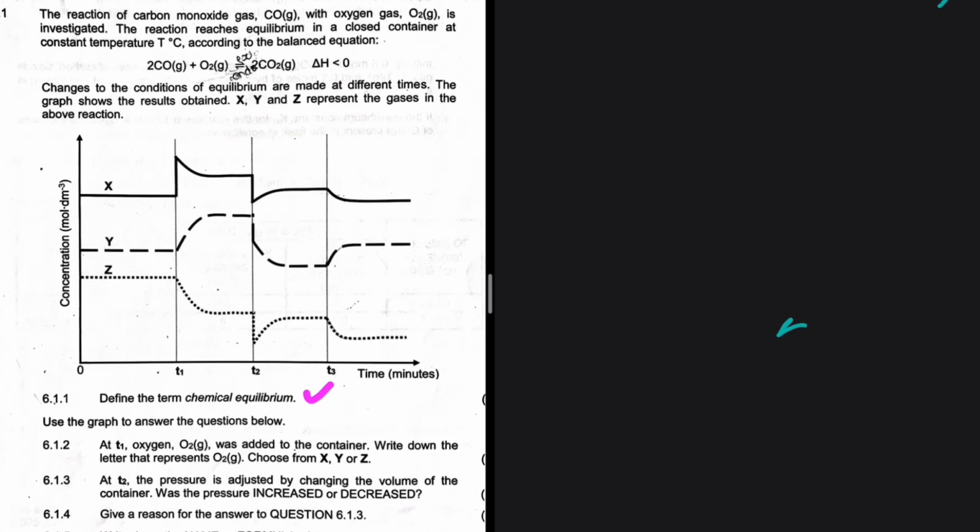So the reaction of carbon monoxide gas, CO, with oxygen gas, O2, is investigated. The reaction reaches equilibrium in a closed container at constant temperature T degrees Celsius, according to the balanced equation below, as we can clearly see here given to us. Changes to the conditions of equilibrium are made at different times. The graph shows the results obtained, X, Y, and Z, that represent the gases in the above reaction.